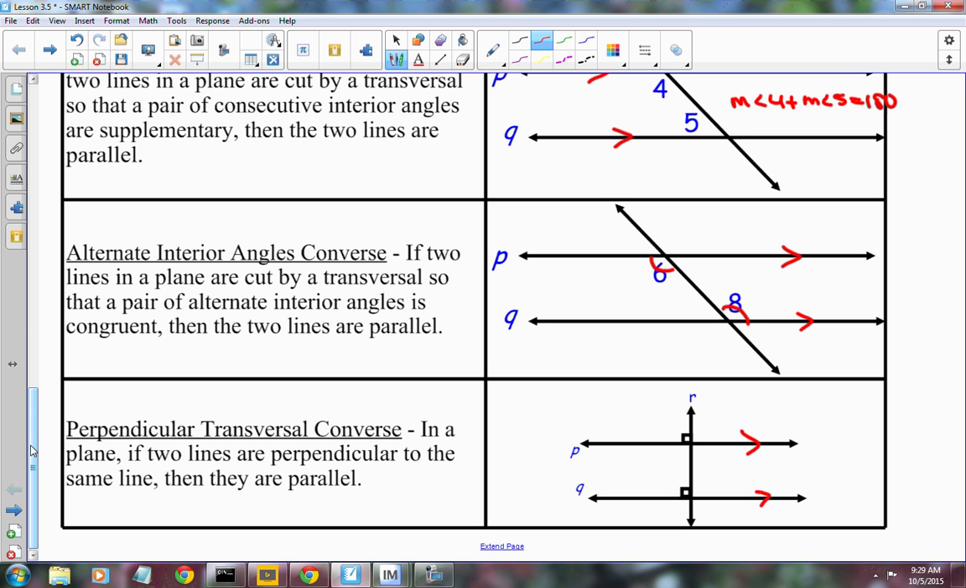In each one of these situations, it's the opposite of what we learned last week. It's the converse of it, okay? Last week we learned if you have parallel lines, then these angles are congruent or supplementary. Today, we say if you can show these relationships with the angles, then you've got parallel lines. So the converse shows the lines are parallel. All right.